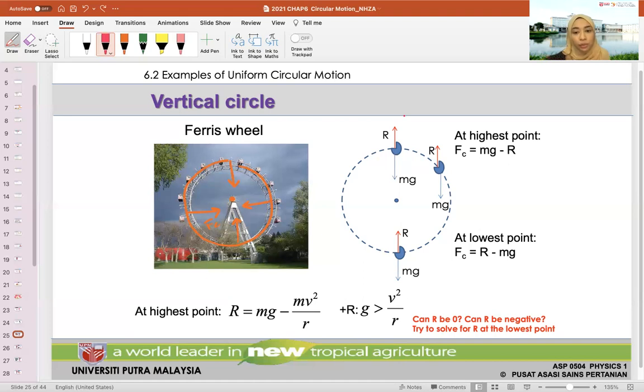Now the question is, what is our centripetal force? Sama juga macam horizontal cases. We just write what is net in the FR. Use your free body diagram.